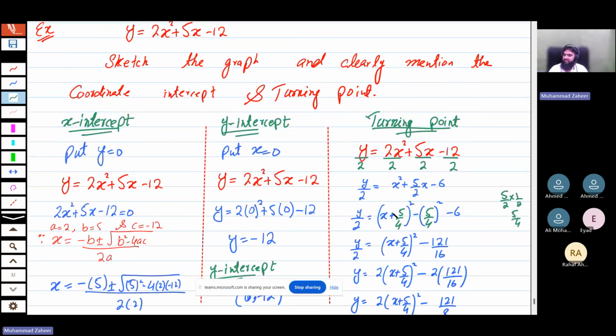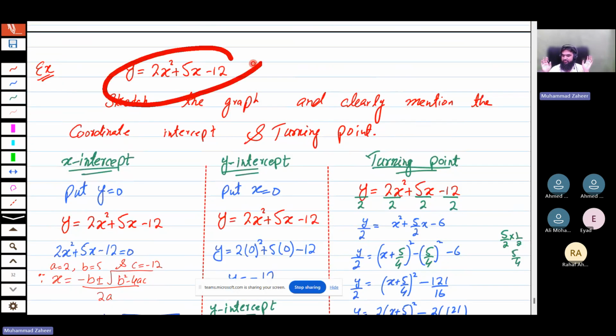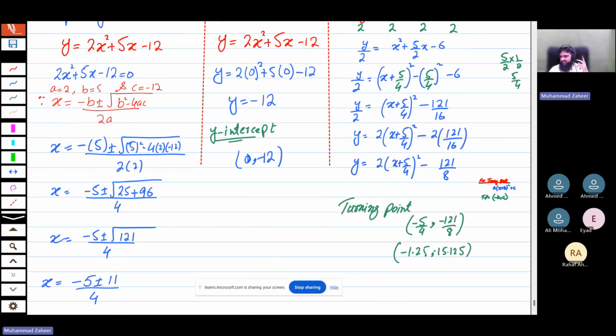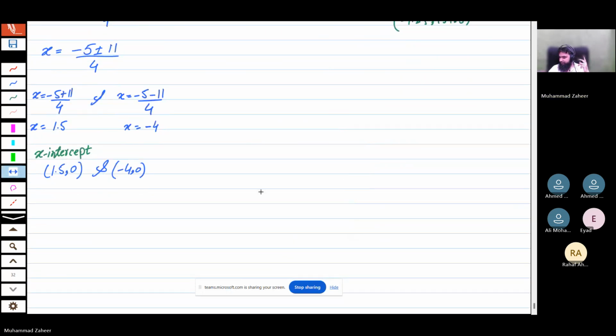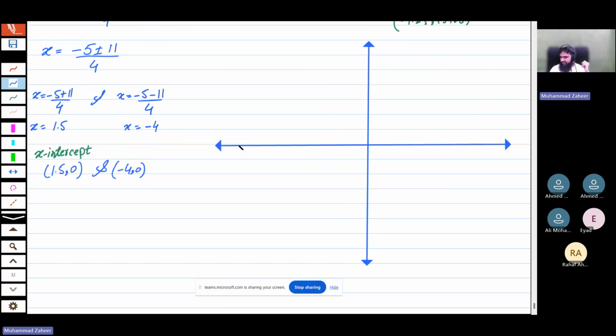So look, the examiner gives you a quadratic equation and we are going to sketch the graph. For sketching the graph, we need the x-intercepts, y-intercept, and the turning point. So we have to find all of them. Let's sketch the graph. I'm going to sketch it here. We have the x-intercepts as minus 4 and 1.5.